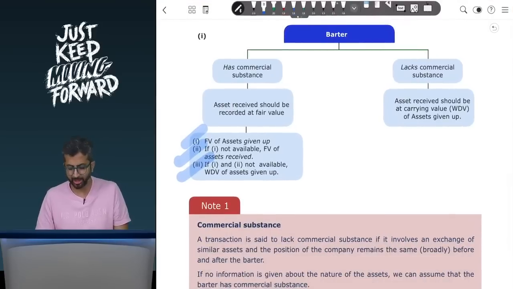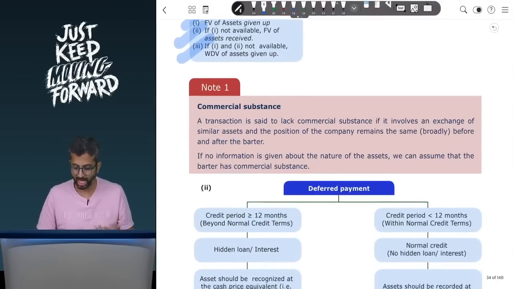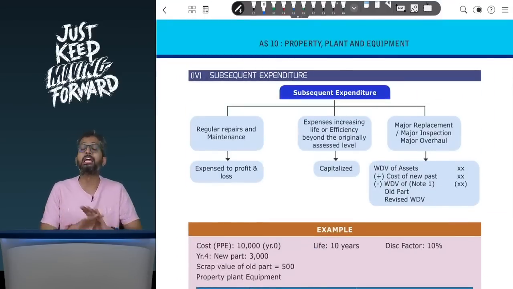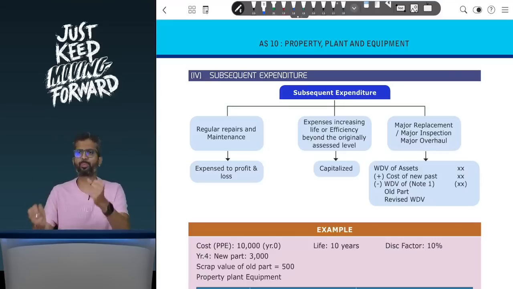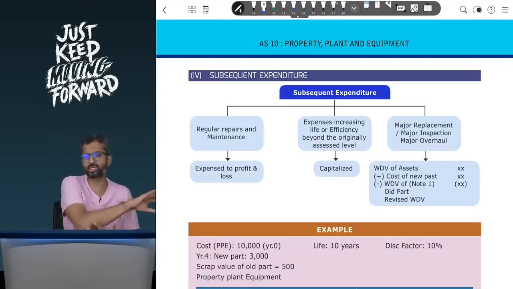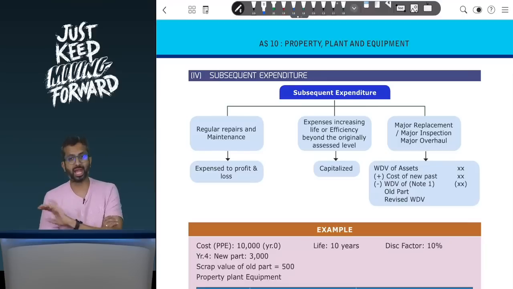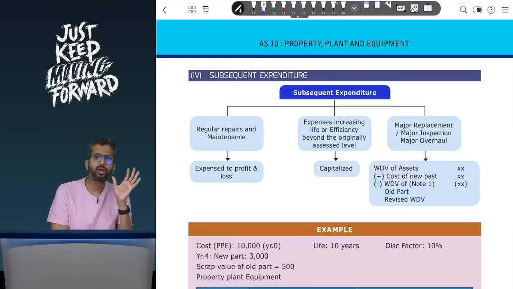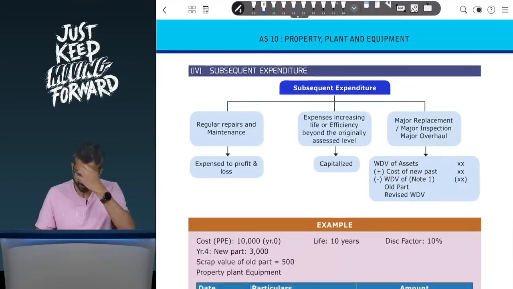It is quite interesting. Lacking or having commercial substance, as we discussed, if the entity is in the same position both before and after the barter, it lacks substance. In other cases, the position of the entity changes. Earlier you were paying a driver's salary, now you are paying a gardener; something has to change. Then it's a genuine barter, in which case you will remember the rules. However, if the barter lacks commercial substance, and the question tells you that, you will record the asset that is received at the WDV of the asset given up, because it is a barter on paper, we will not bring in the fair valuation anywhere over here.